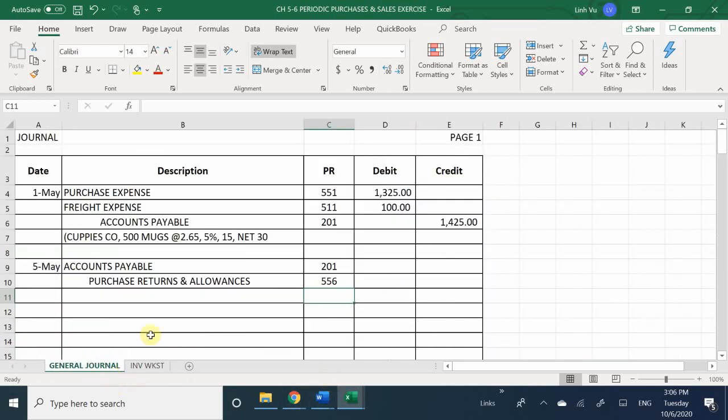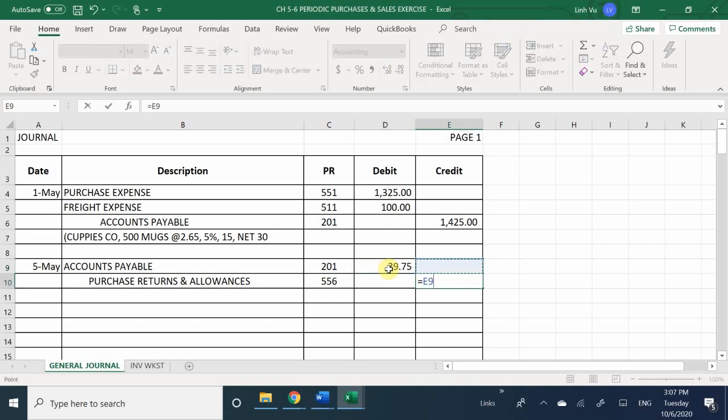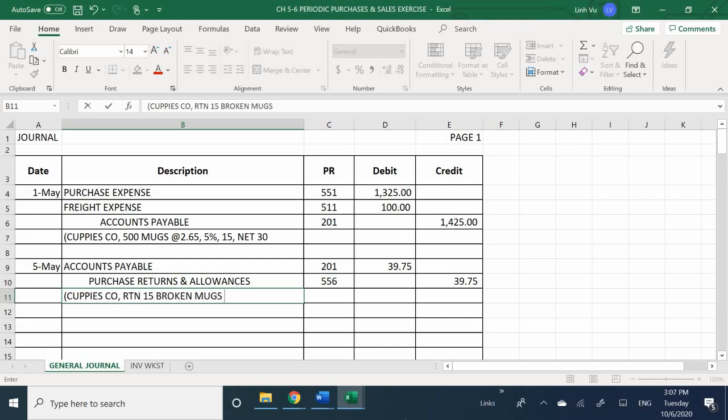So I'm going to go now back to my journal and make sure that I have my debit and credit for the $39.75. Yes. Good. And I'm also going to make a note here that it was 15 mugs at $2.65, to also reflect Cuppies Co. Then I'm going to write RTN, short for return: return 15 broken mugs, full refund. Okay. Got it. Good.